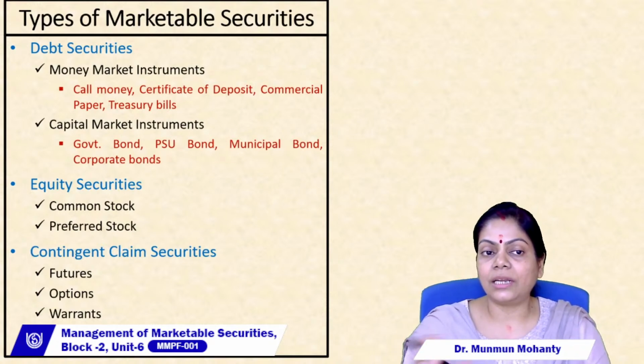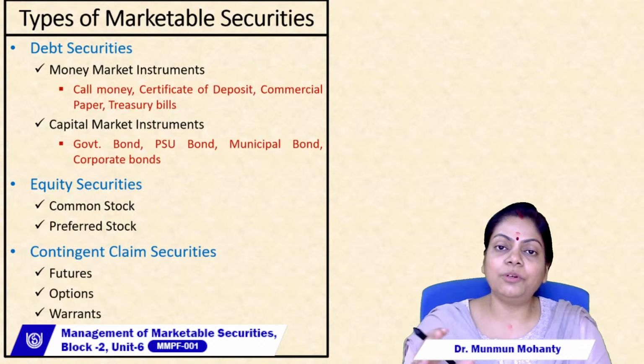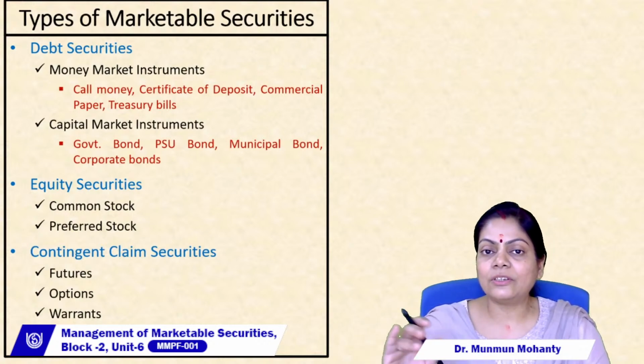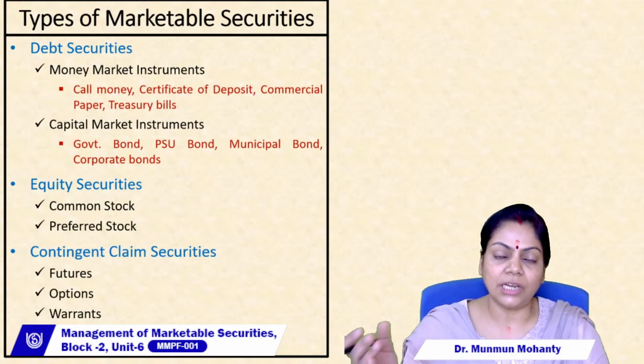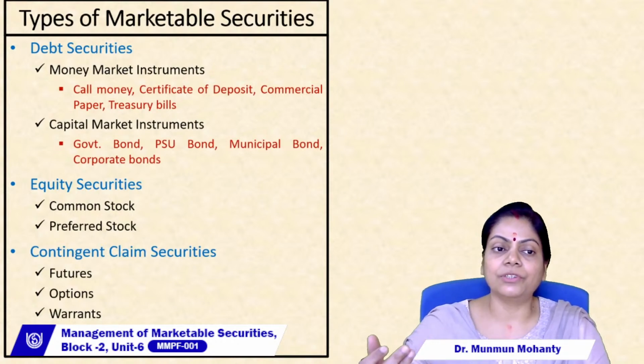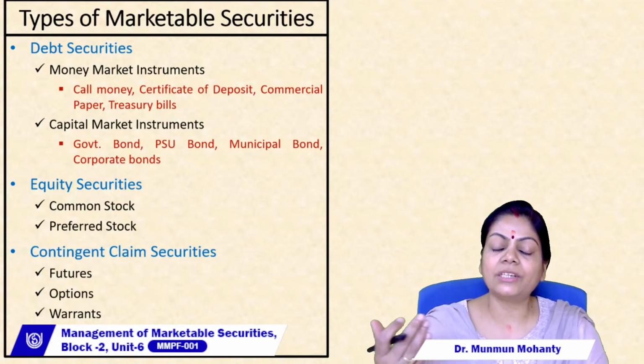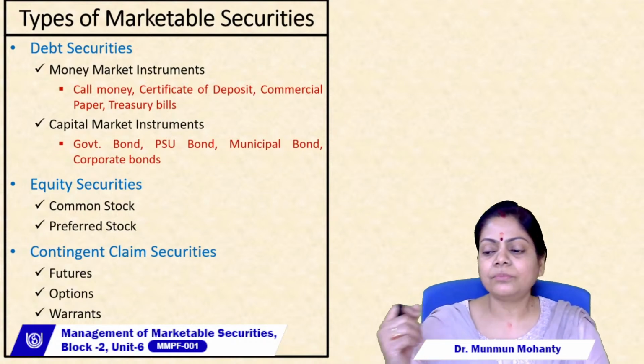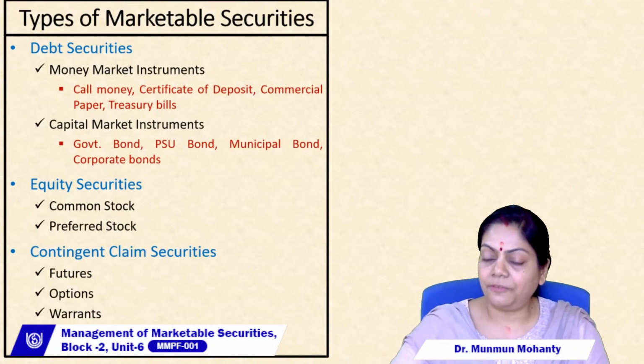The money that is exchanged between banks for the maintenance of the CRR and the SLR, the statutory liquidity ratio, is called call money, and the market is called the call money market. Then you have the certificate of deposit.